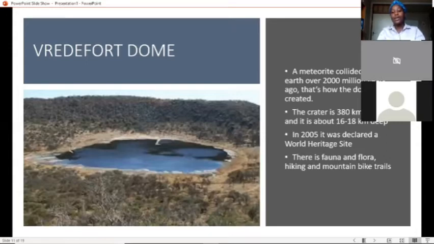Remember, a World Heritage Site can be man-made or natural, right? There is fauna and flora, hiking, mountain biking, and trails, right? One might be wondering, hiking how? Remember, it's a crater, it's deep. You can go down, you can go up, right?